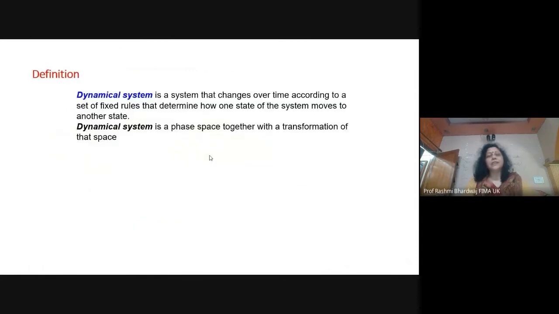So firstly, before we start, I want to explain what a dynamical system is and how we differentiate between linear and nonlinear systems. We know that a dynamical system is a system that changes over time according to a set of fixed rules that determine how one state of the system moves to another state. So it is basically a phase space together with the transformation of that space.